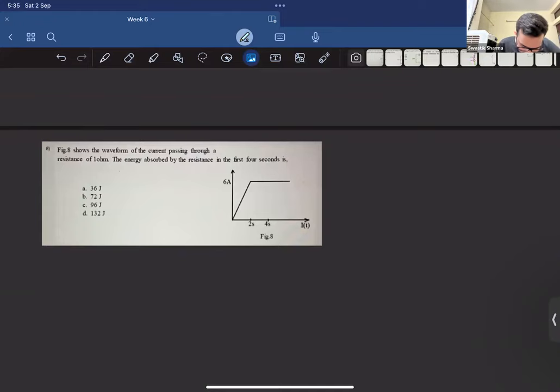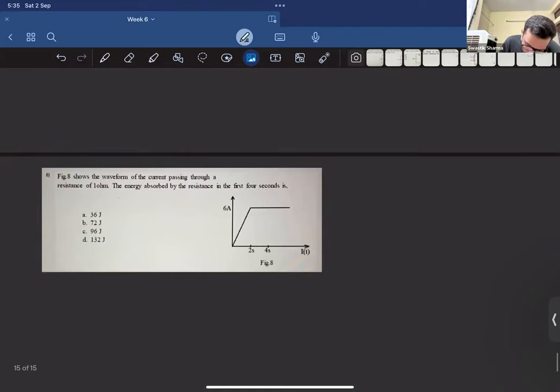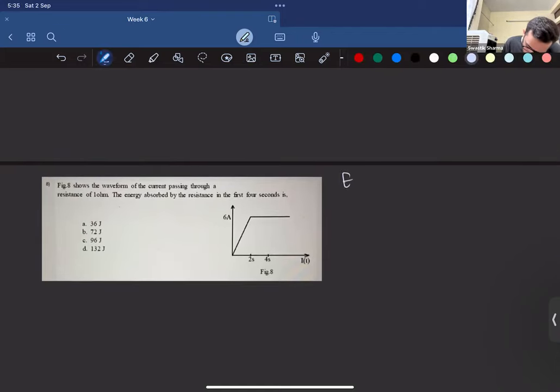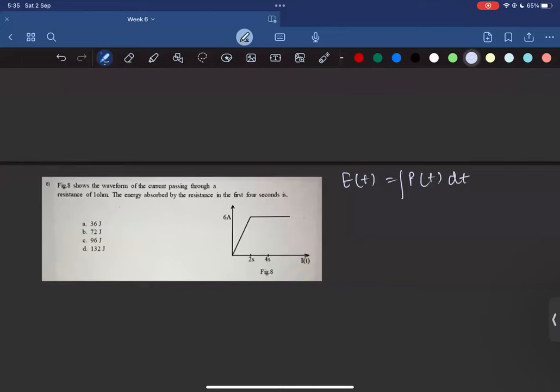So it's showing that this is a waveform of current that is applied across a resistance of 1 ohm. And we have to calculate the energy absorbed by that resistance. So how will we find it? We know energy is the integral of v(t) into i(t) dt, that is power. So we'll be integrating from 0 to whatever.